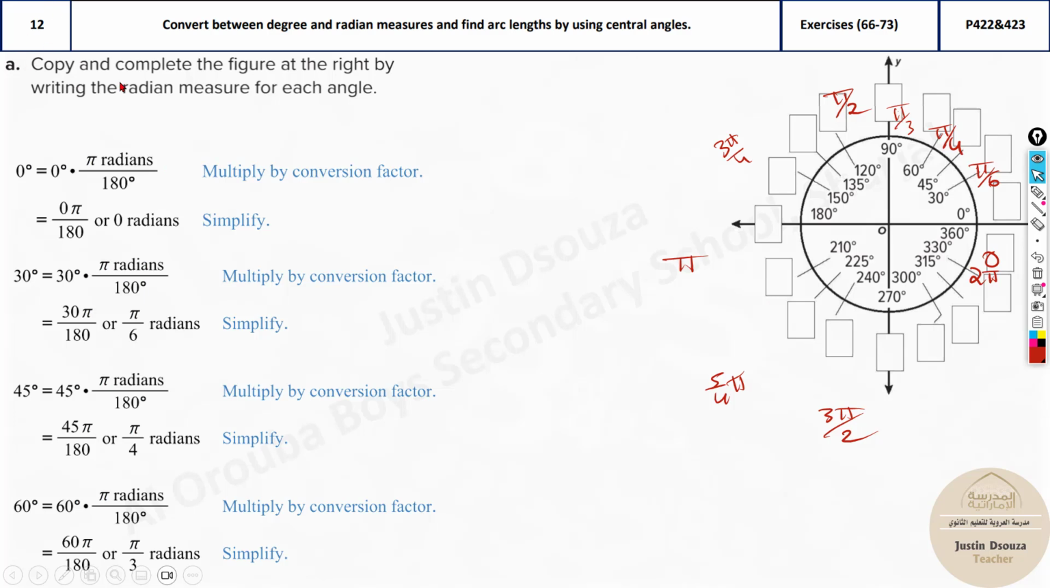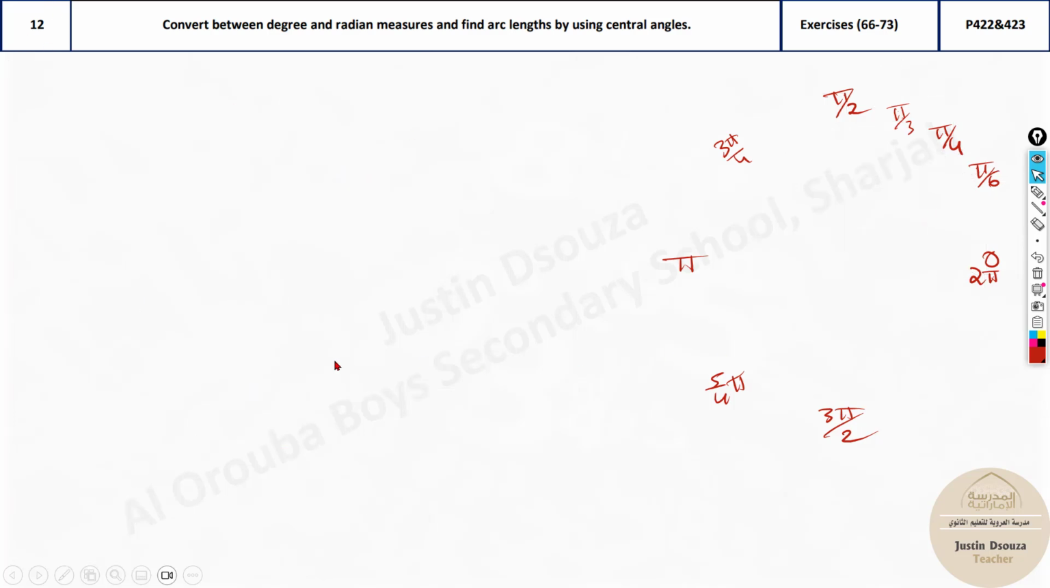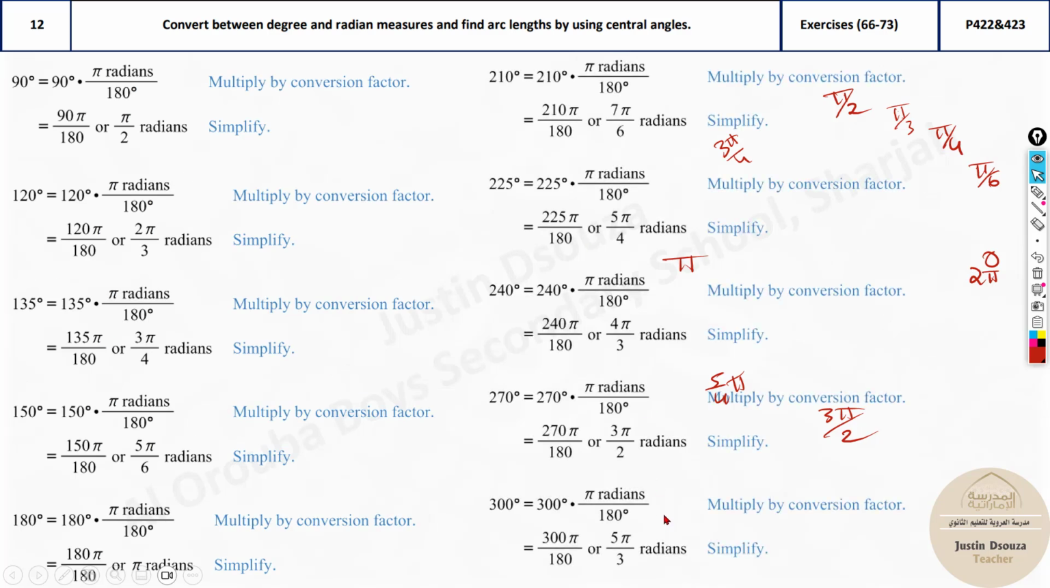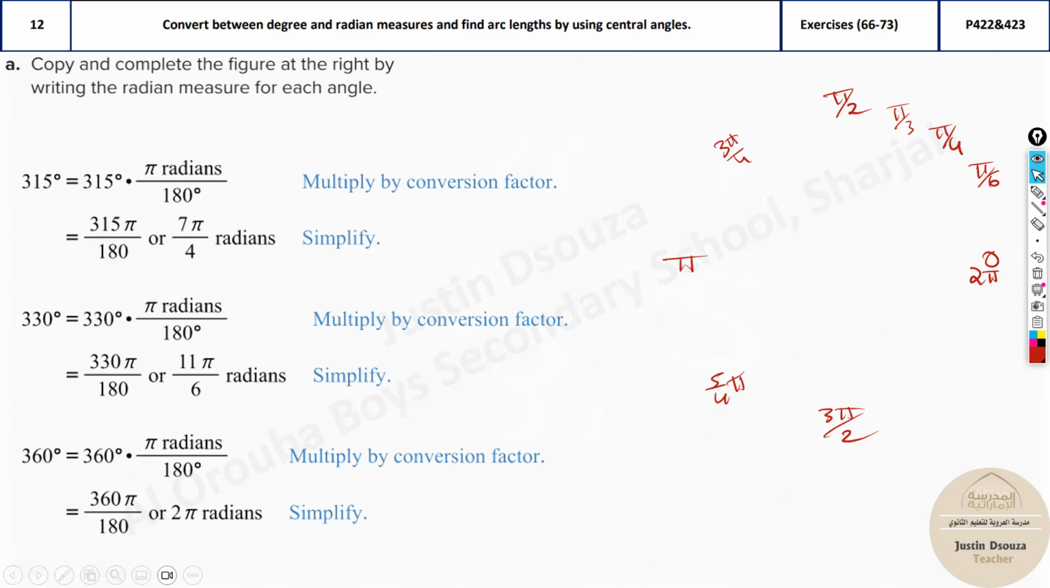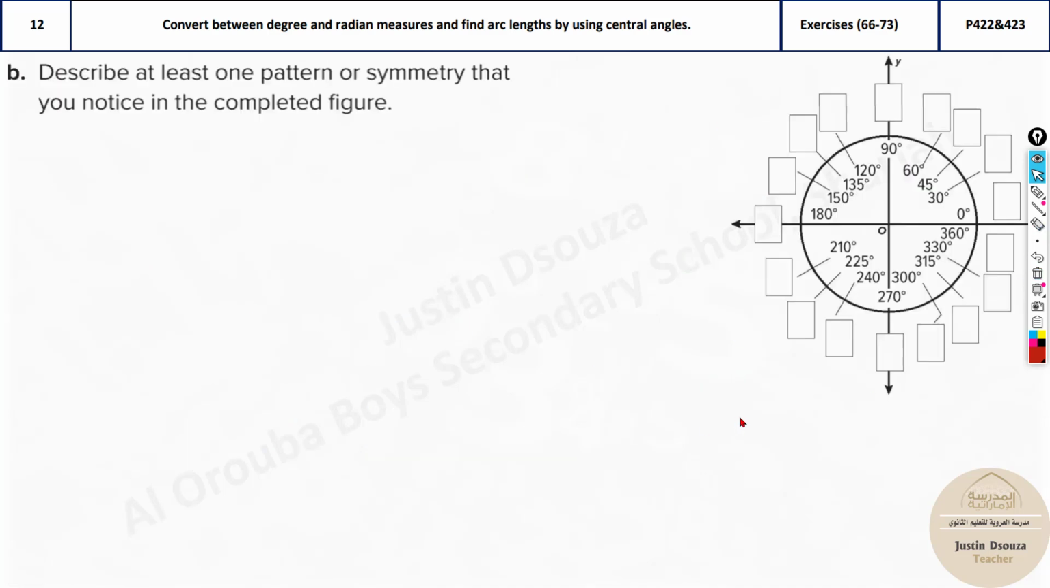It's question number 12, MCQ. So you just choose the correct answer. Over here, all the other values are also there. You can take a look at this. And lastly, we are over here. So these are all the answers. And now, describe at least one pattern or symmetry that you notice in the completed figure. What pattern do you notice?